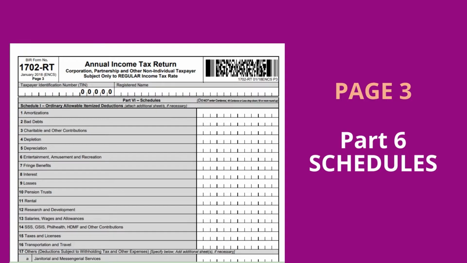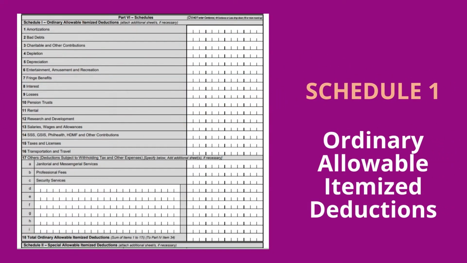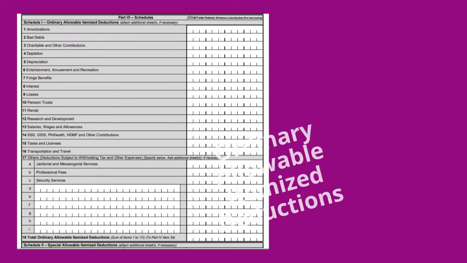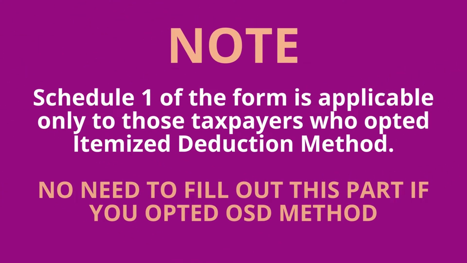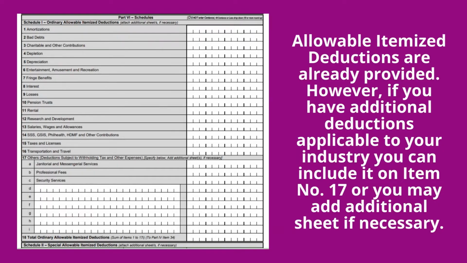Page 3 of the return is part 6 or the schedules, which includes Schedule 1, Ordinary Allowable Itemized Deductions. Dili na nato ibutang tanan deductions na atong i-claim for the applicable year, provided nga atong gipili nga method of deduction is itemized deductions. Otherwise, there is no need for us to fill up this portion of the return. Sa Schedule 1, naa yung mga pre-listed din na allowable itemized deductions. But if naa mo yung mga deductions na specified sa inyong industry, pwede rin ninyo ibutang sa portion below or mag-add mo og additional sheet if necessary.